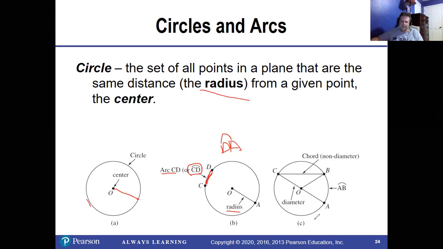You have some other things. Diameter. The diameter goes all the way across. It's two radiuses put together. A chord goes from one point of the circle to another point of the circle, normally not the diameter. Now, the diameter by definition is a chord. It is the longest chord possible. All other chords are shorter.